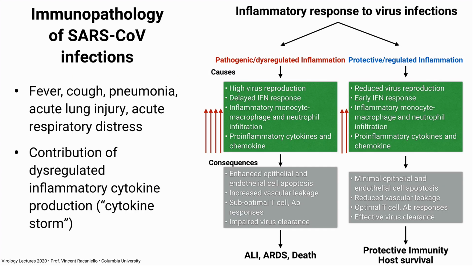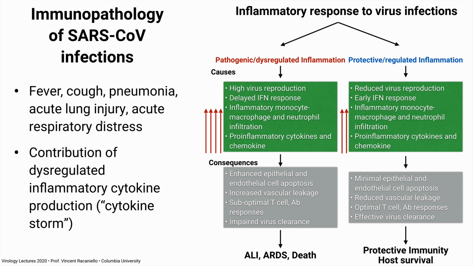We think that immunopathology is also important in the disease caused by SARS coronaviruses. It's well studied for SARS-CoV, the original virus seen in 2002 and 2003, and it's likely to also be a problem or a part of the pathology with SARS-CoV-2. And these infections, SARS-CoV-1 and 2, are both associated with fever, cough, pneumonia, acute lung injury, and what we call acute respiratory distress, the inability to breathe, which requires providing oxygen.